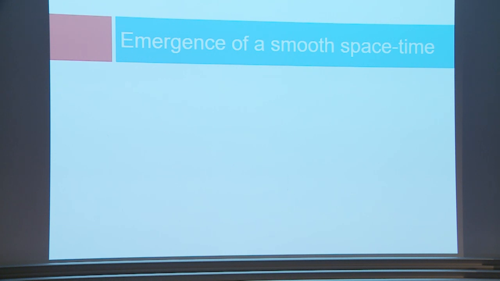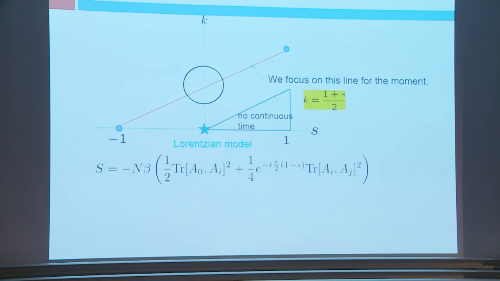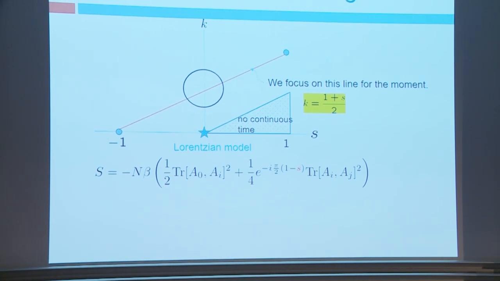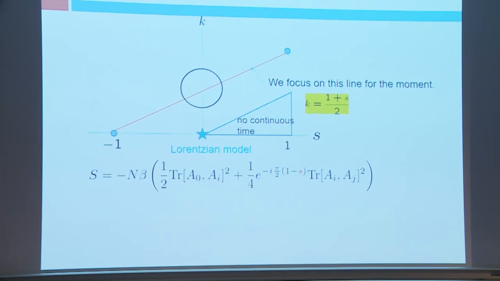So now we want to obtain a smooth space-time. For that, we explore the phase diagram. Actually, we simulated at this point, which leads to the singular space. So now we are focusing on this line in this study. Let us call the home of the action again here.